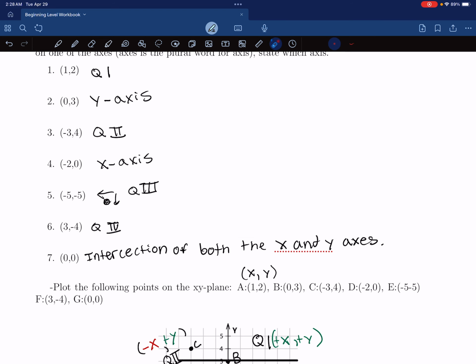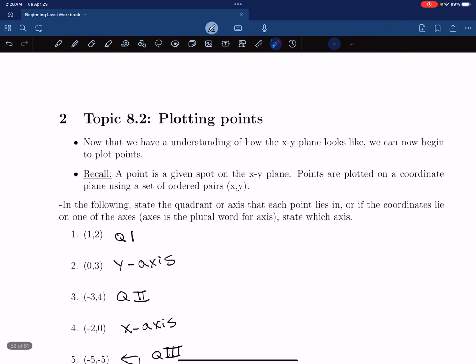And there you have it. That is section 8.2.